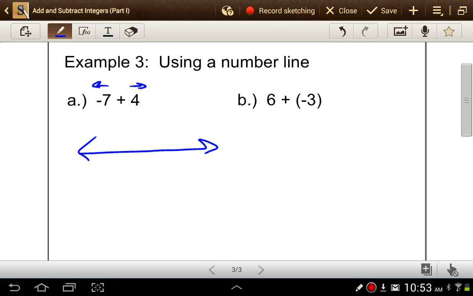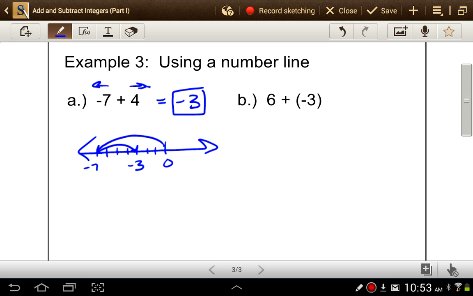The first number says go to -7, so 1, 2, 3, 4, 5, 6, 7. There's -7. So my first number tells me to go to -7. Then my second number says add 4. Adding 4 means go to the right 4 spots. So now I'm going to go to the right 4. 1, 2, 3, 4, and that ends me up right there. Okay, and when I look at where that is on the number line, 1, 2, 3, that's -3. So my answer is -3.